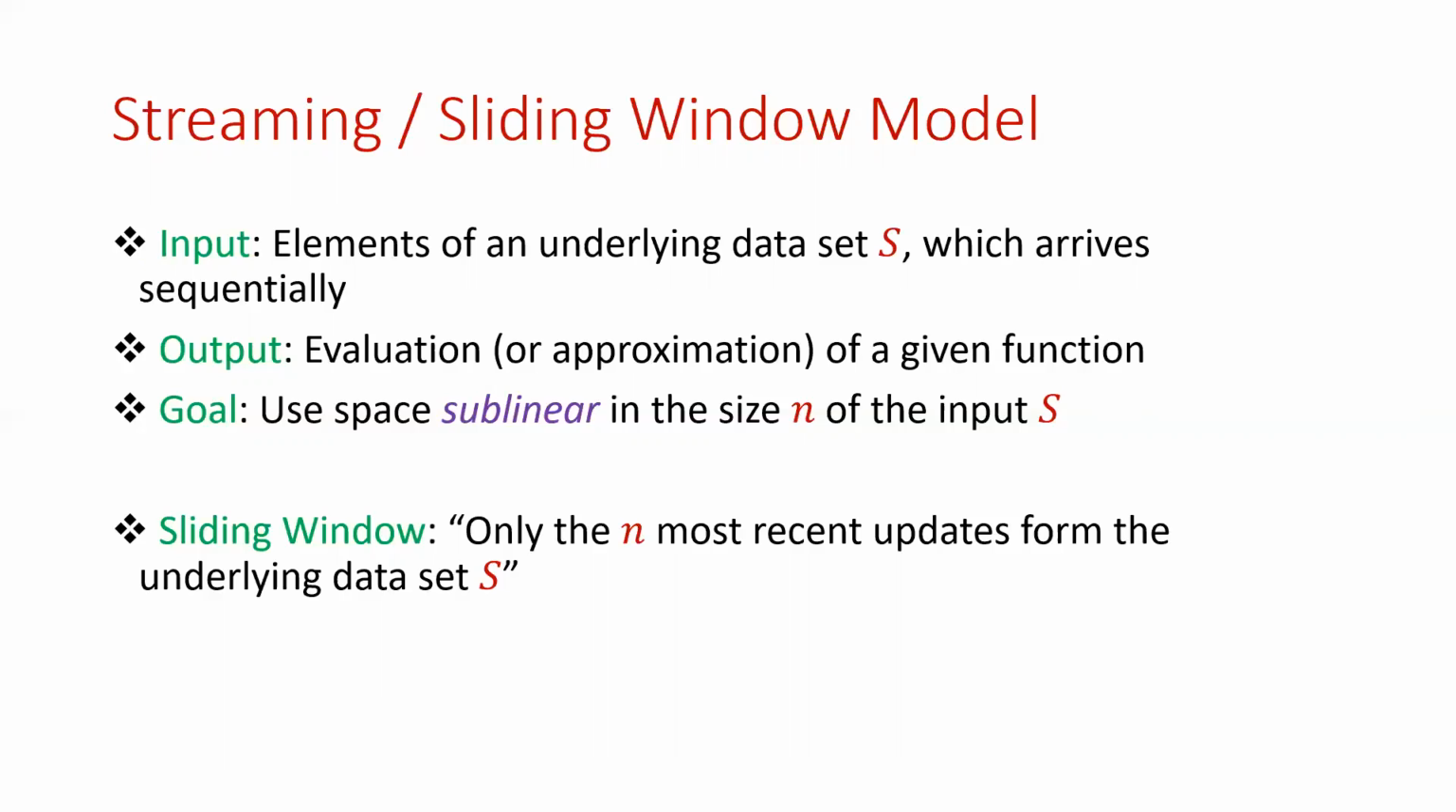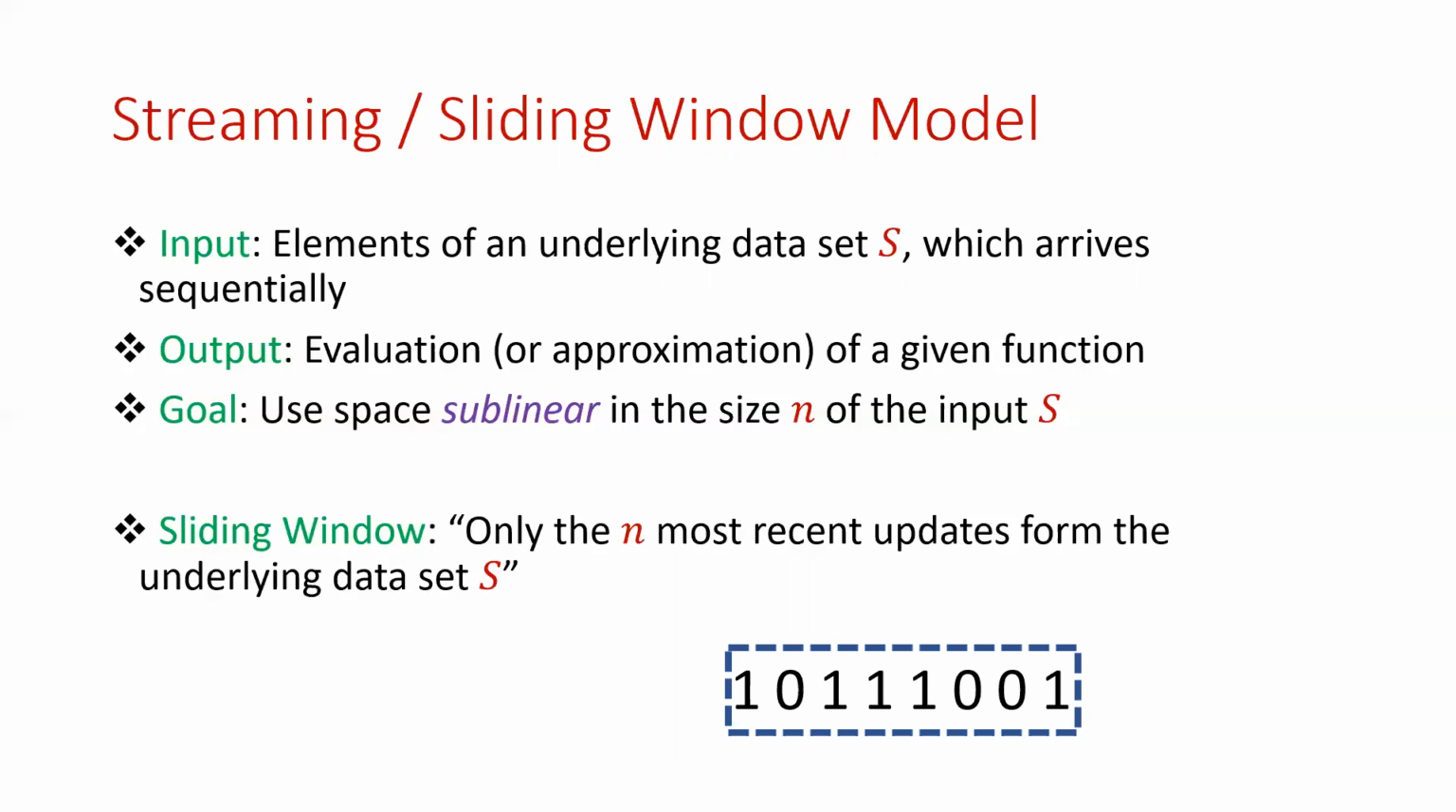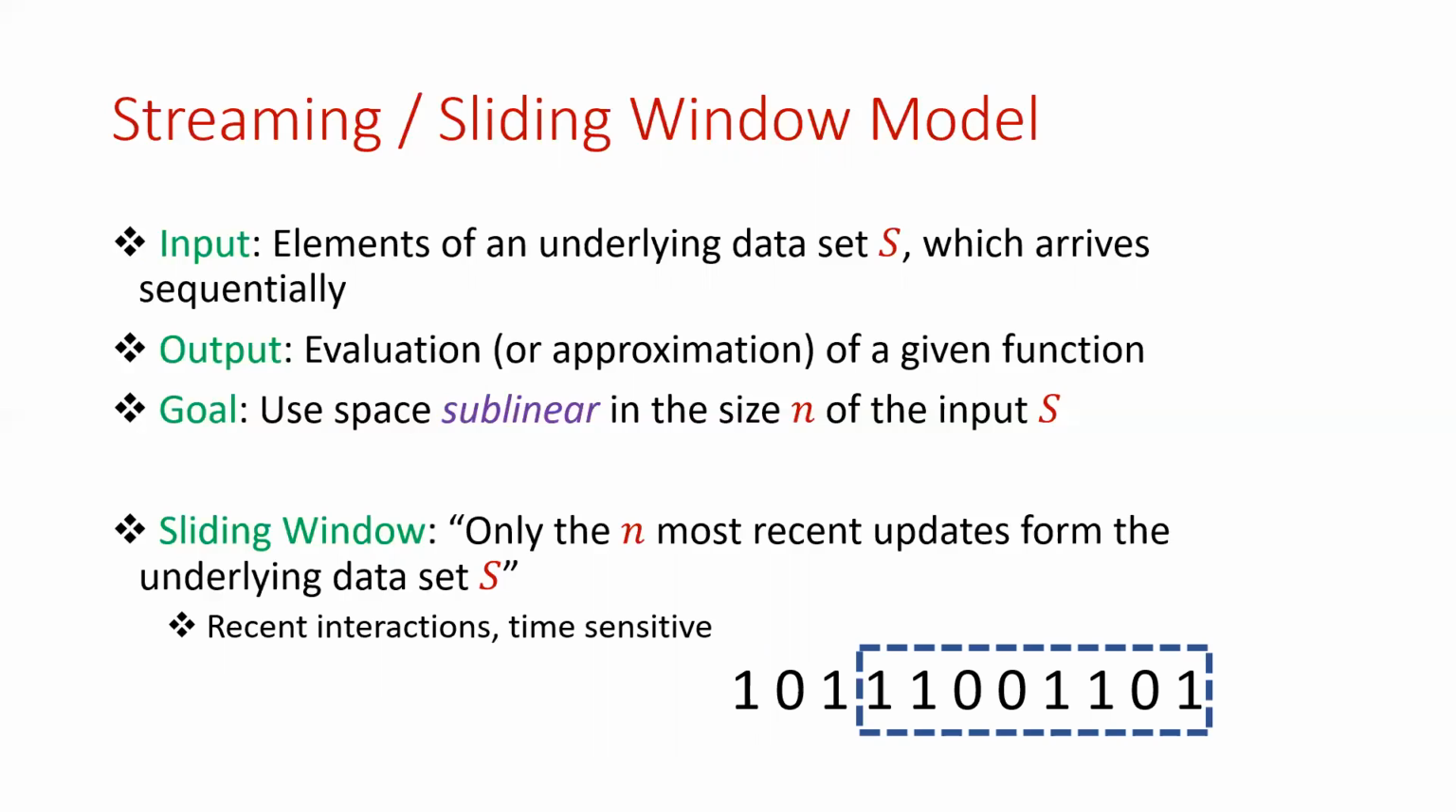In the sliding window model, only the n most recent updates form the underlying dataset. So if we have a sequence of bits, and the window size is 8, then until we see 8 bits, everything we see will be in the underlying data set. But once we see the 9th bit, then the first bit will implicitly expire, and the underlying data set would be the 8 most recent bits. And this trend continues when we see the 10th bit, the 11th bit, and so on. The sliding window model emphasizes recent updates, and thus it's a bit more appropriate for time-sensitive applications in the unbounded streaming model.